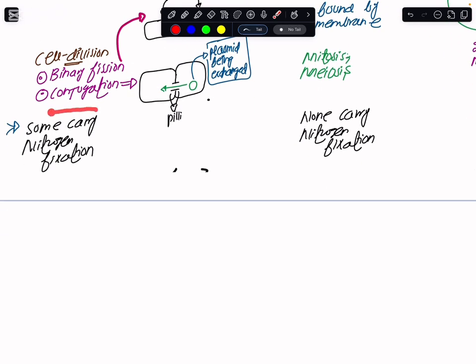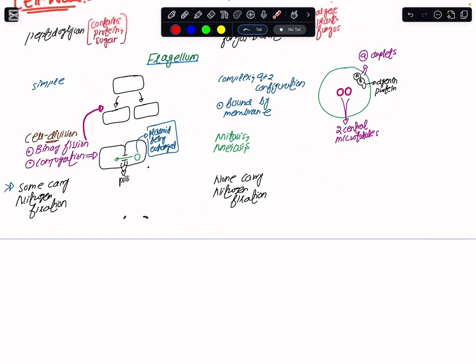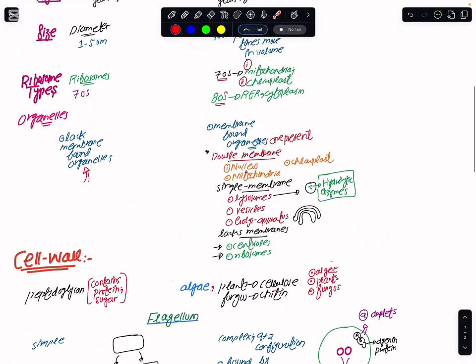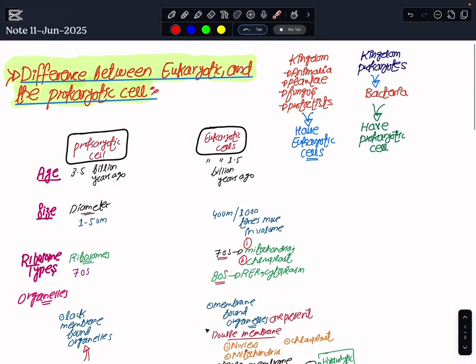Further moving onward, some of the bacteria have an ability to carry out nitrogen fixation. The eukaryotic cells can never carry out nitrogen fixation. So here we are done looking at the major differences between prokaryotic and eukaryotic cells. So see you in the next class.